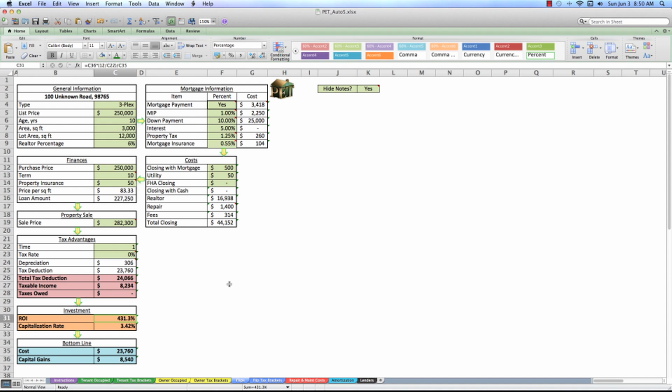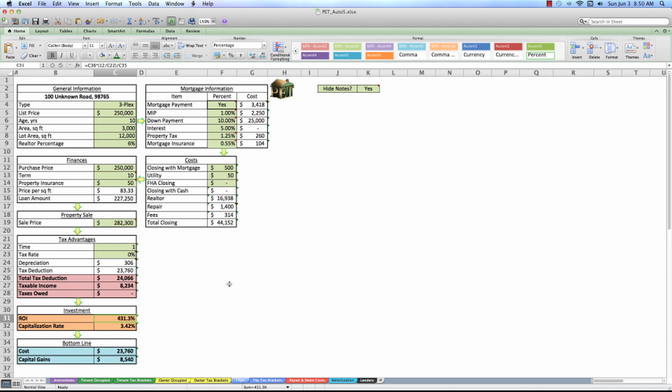Now moving on to the finances box, the purchase price is the same as the list price at $150,000. The term here doesn't really even apply since the mortgage payment is set to no. It's an all-cash offer. Property insurance is $40. Now I'm going to go ahead and skip the property sale price at this point and go on to the tax advantages. Set time at 2 months and the tax rate is 20%.